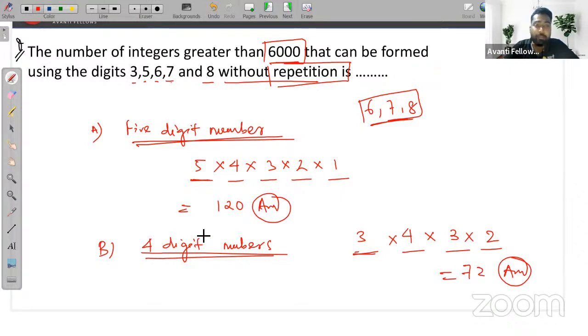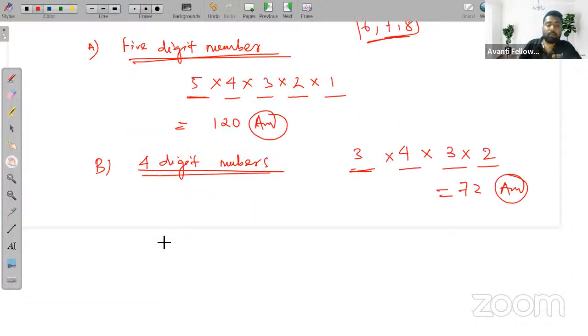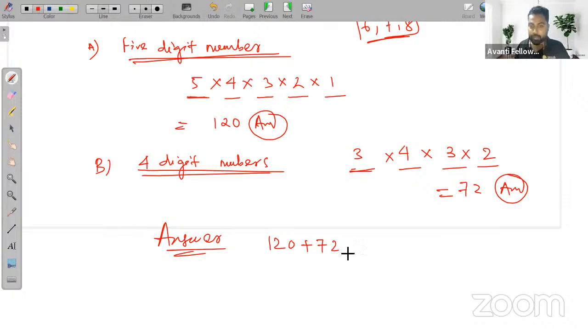So how many integers are greater than 6,000 in total? What will the answer be? 120 plus 72 numbers can be made which are greater than 6,000, and the total answer is 192. This is your answer. Is that clear to everyone? If yes, please respond in the chat box.